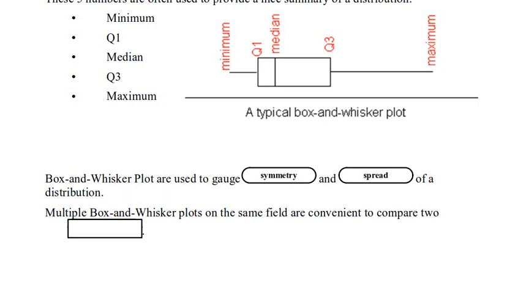Now, we like box and whisker plots because it allows us to compare data quickly and easily. So we can compare two different distributions if we plot them on the same axes, and then we can see where the majority of the data lies in each. And there's questions like that in your homework.